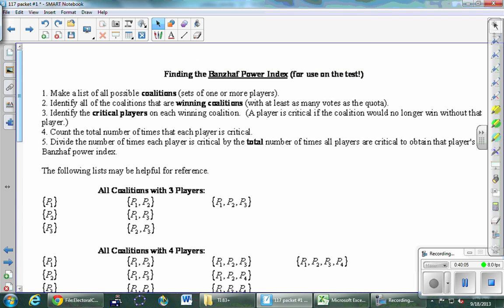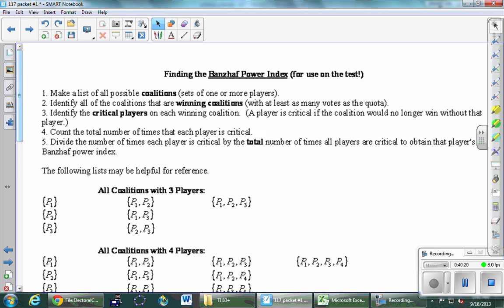Okay, so here's some good news for you. This Finding the Bonds-Off Power Index sheet you can bring with you to our first test. Really? This sheet in its entirety you can have with you. It has the process that we just talked about for finding the bonds-off power index.